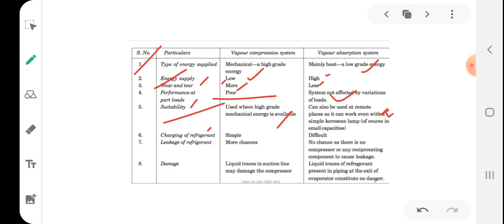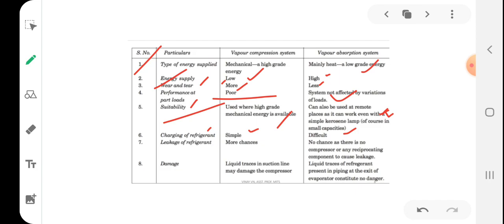And another important point is that charging of refrigerant is simple in the case of the vapor compression system, but it is difficult in the case of the vapor absorption system, because charging is the refilling, the filling of refrigerant. You will be learning about charging in your fourth module in detail. Actually, charging is done through the suction valve of a compressor, so it will be easy in the compression system, but a bit difficult in the vapor absorption system. You will understand this point only if you study charging in detail. So it will be coming in your fourth module, I think.